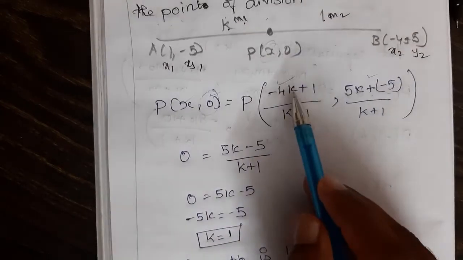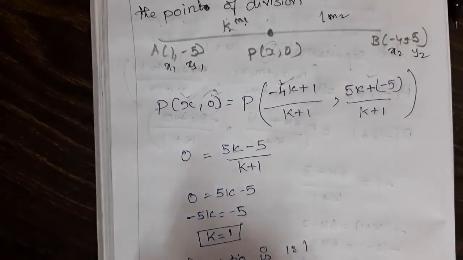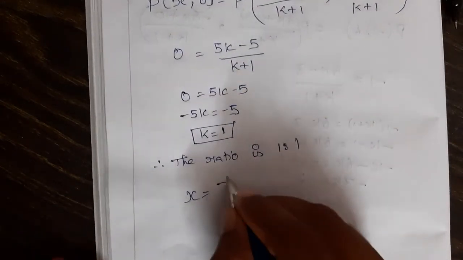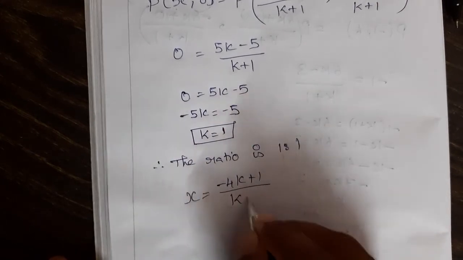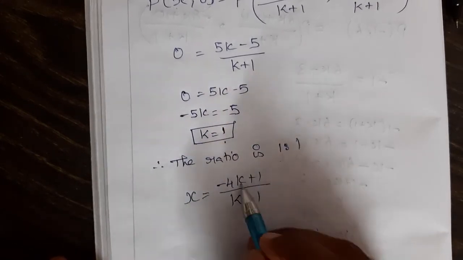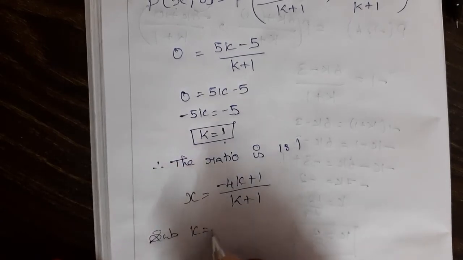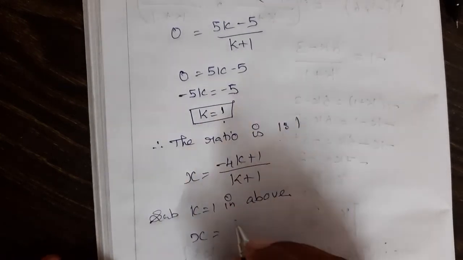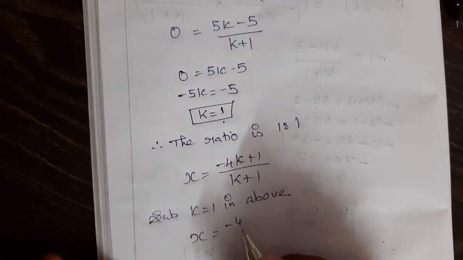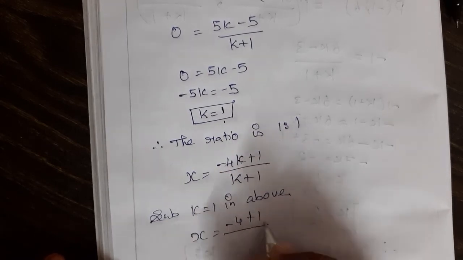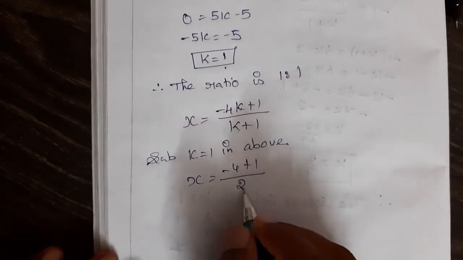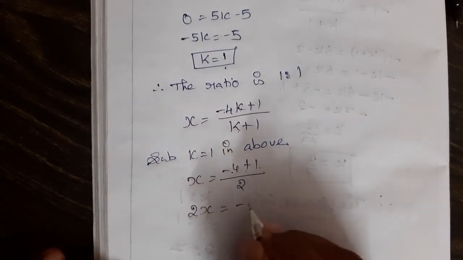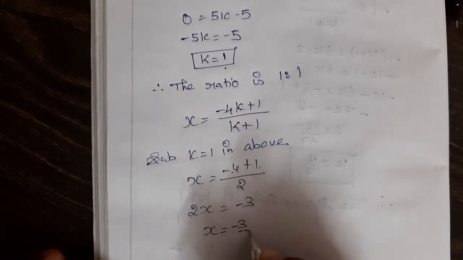So now we can substitute and equate these two, we will get an x value, right? So x is equal to minus 4k plus 1 by k plus 1, right? Substitute the value of k equal to 1 here. So minus 4 into k is minus 4 plus 1 divided by 1 plus 1 is equal to 2, right? If we bring 2 here, it will become 2x is equal to minus 4 plus 1 is minus 3. So x is equal to minus 3 by 2.